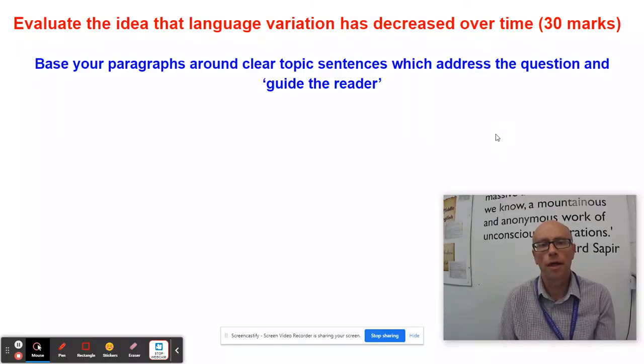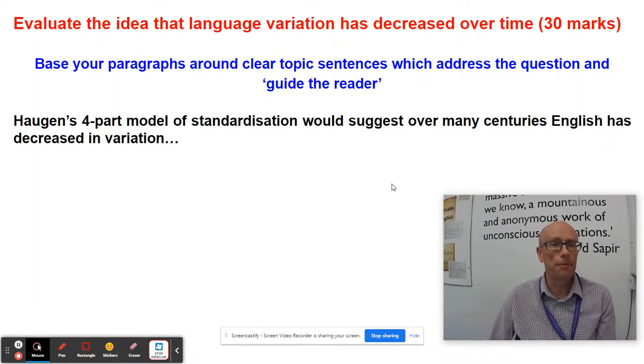Base your paragraphs around clear topic sentences which address the question and guide the reader. If you do great topic sentences, you're going to do a great essay. There's no doubt about it. You're guiding the reader. Here's what I mean.